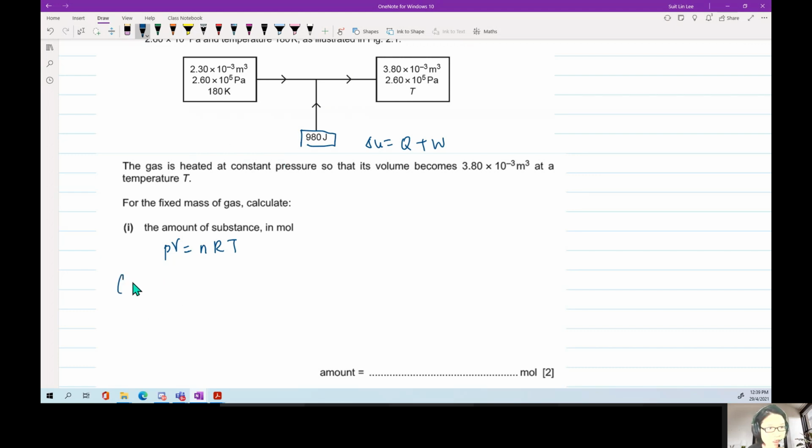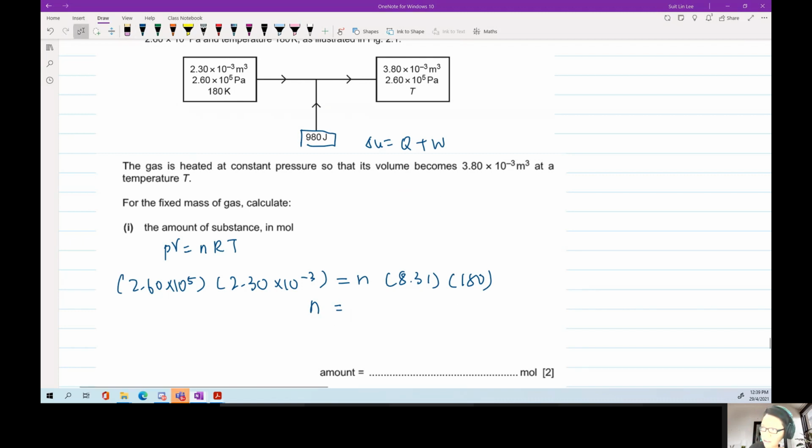So we are going to put in 2.60 times 10 to the power of 5. Volume 2.30 times 10 to the power negative 3. Find number of mole, 8.31. Temperature 180. Find n. This is easy. So easy.